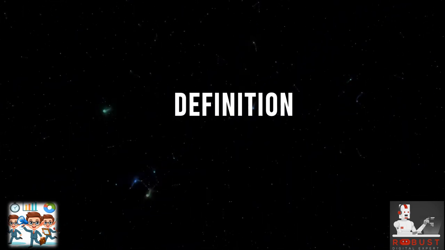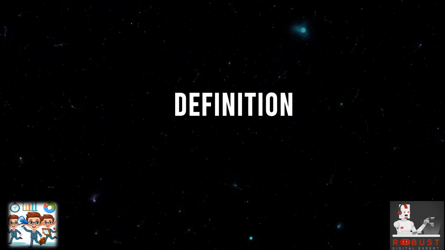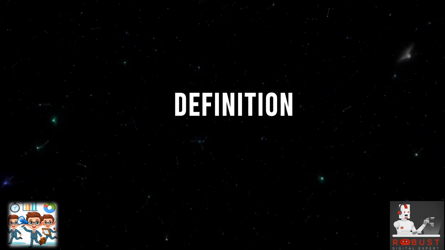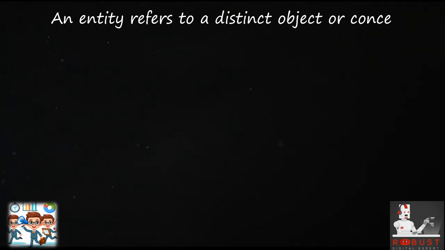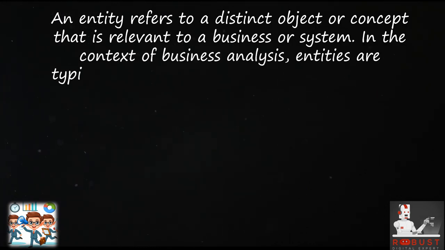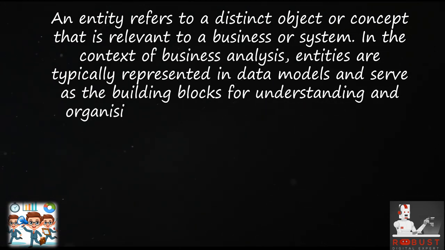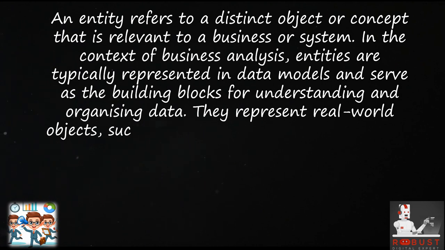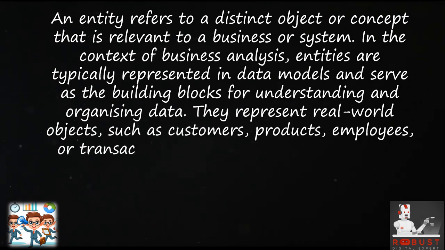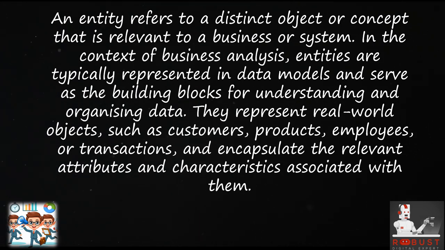Definition. An entity refers to a distinct object or concept that is relevant to a business or system. In the context of business analysis, entities are typically represented in data models and serve as the building blocks for understanding and organizing data. They represent real-world objects, such as customers, products, employees, or transactions, and encapsulate the relevant attributes and characteristics associated with them.